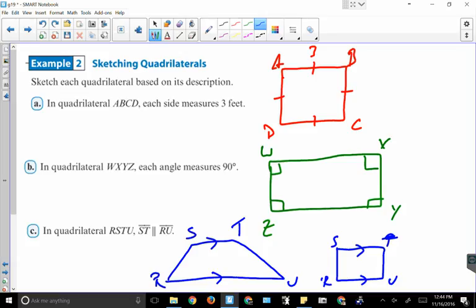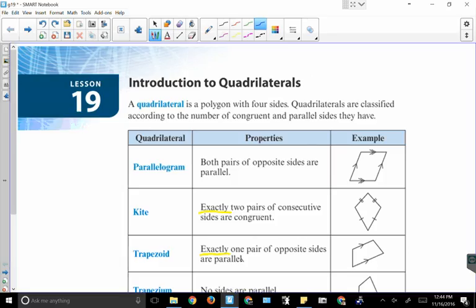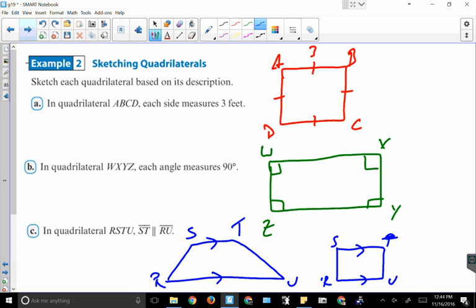I didn't do anything with the angles. I didn't say that they're 90-degree angles, did I? Because if I would have put those in there, then I would have had to identify this as a rectangle. So that's just going to be parallel. So again, it would be listed as a trapezoid, because for a trapezoid, exactly one pair of opposite sides are parallel. And that's all I have there, is exactly one pair.